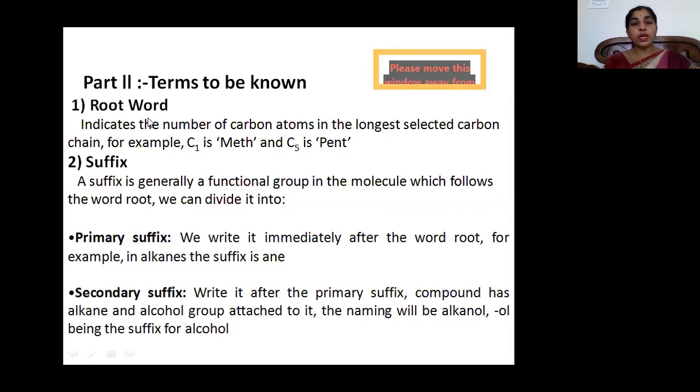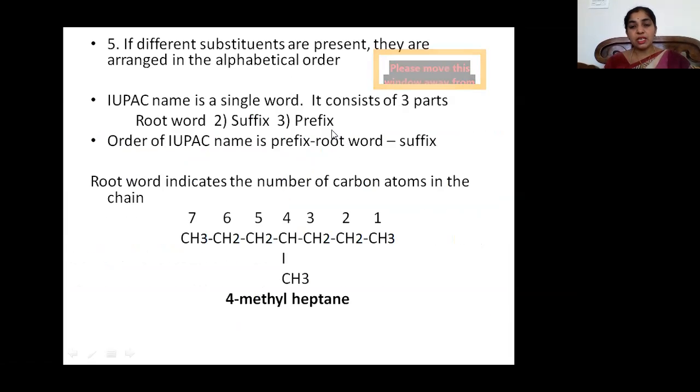What does the root word indicate? It indicates the number of carbon atoms present in the longest selected carbon chain. Suppose the compound is methane, it is meth, only a single carbon atom. Suppose your compound contains 5 carbon atoms, then we use pent. In this case it is hept. If it contains 8 carbon atoms, it is oct.